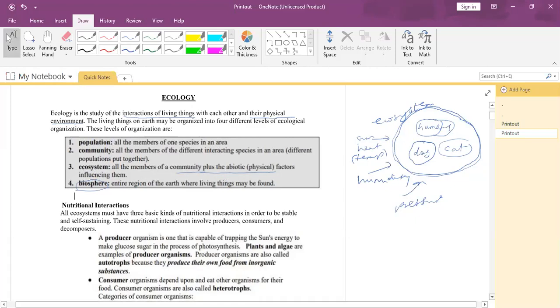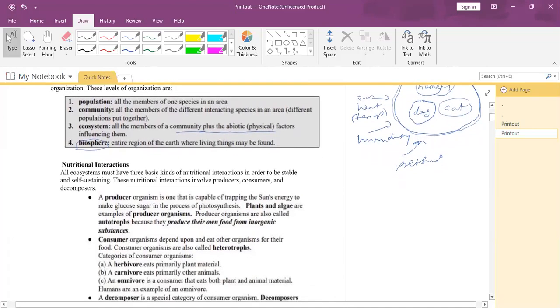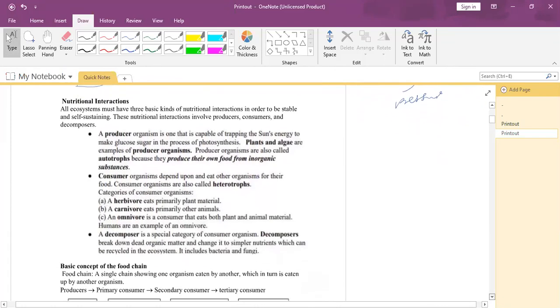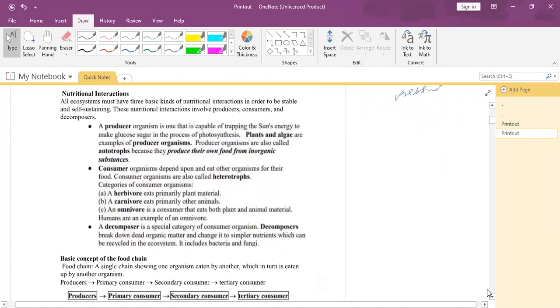Now I want to look at the nutritional interactions. How do the organisms interact with each other in terms of feeding? So all ecosystems must have three basic kinds of nutritional interactions in order to be stable and self-sustaining, right? These nutritional interactions involve what we call producers. You have to know producers, you have to know what we call the consumers, and then decomposers. So these are the three levels of interactions that we have to know of: producers, consumers, and decomposers, all right?